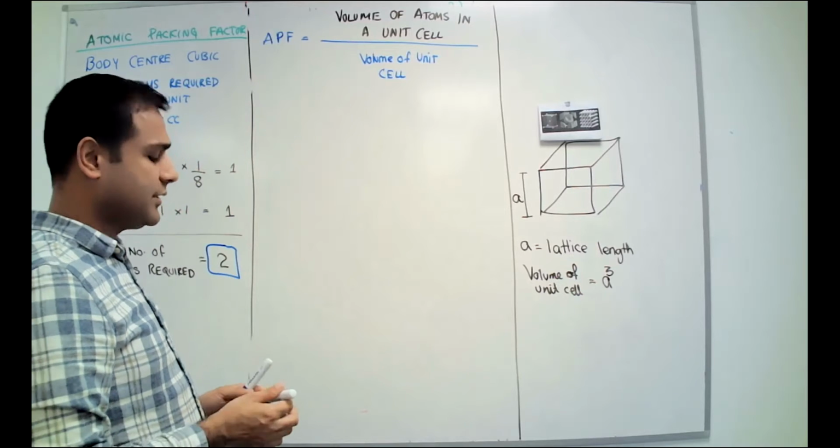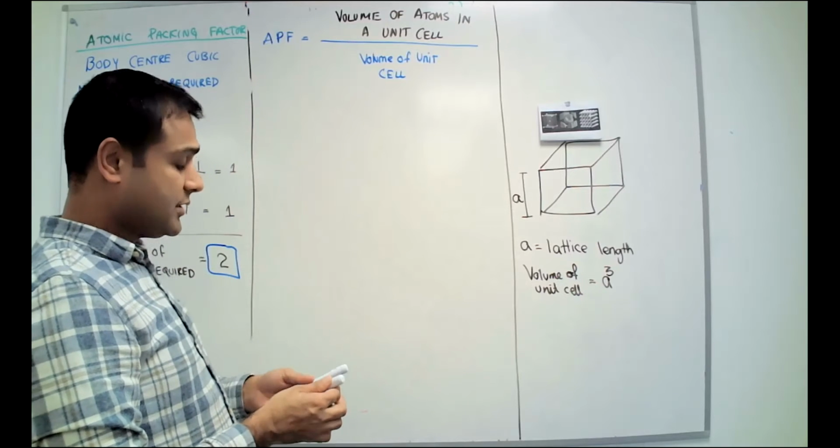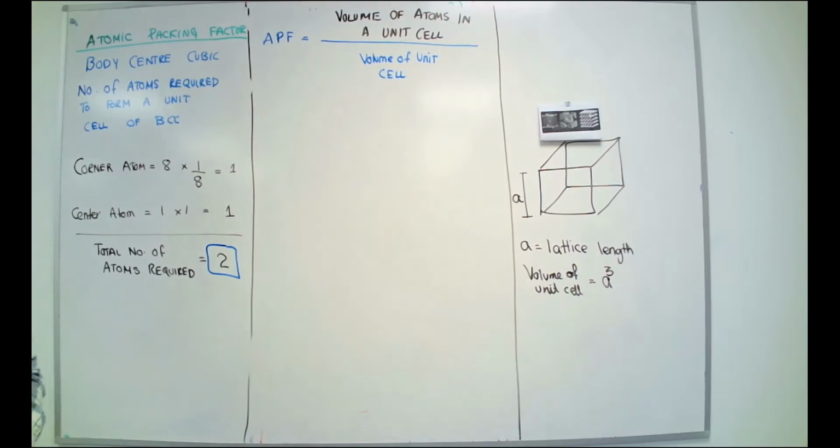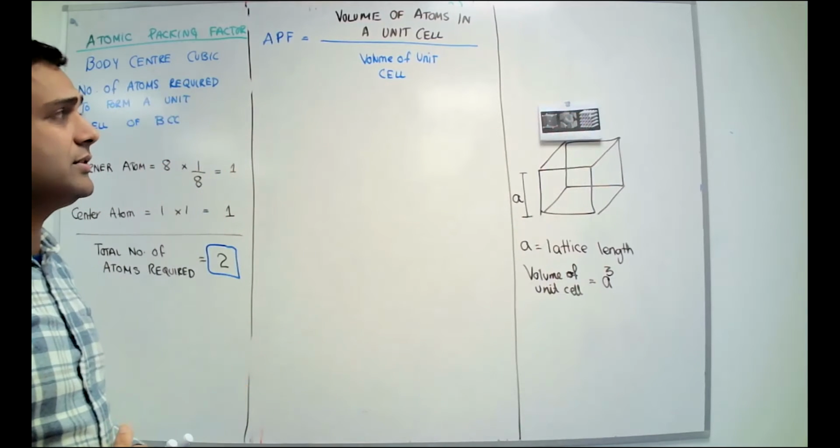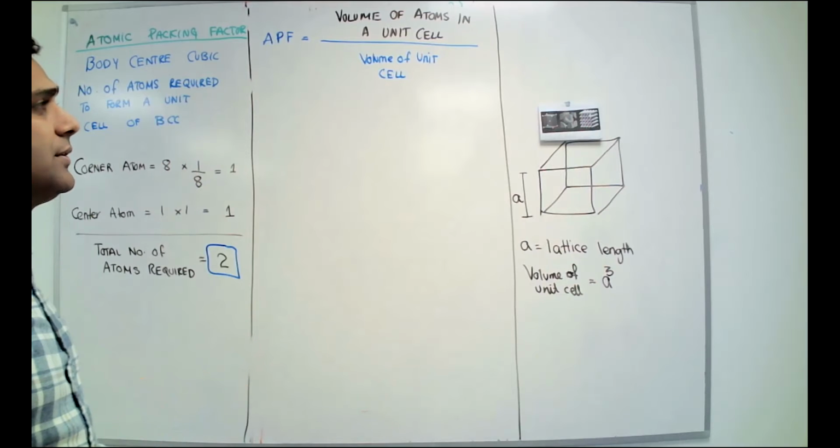Now we have to make an assumption. Our assumption is that in the unit cells, all the atoms are non-compressed. You can't compress the atoms. They act like solid spheres.